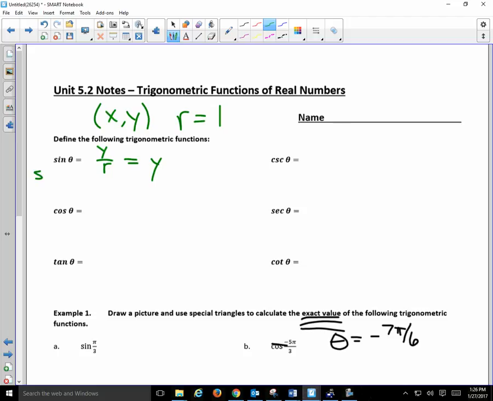Now it's spelled S-I-N-E. And cosine is C-O-S-I-N-E. Cosine is x over r, or just x. And tangent, T-A-N-G-E-N-T, of theta is y divided by x. What does y divided by x remind you of? Rise over run, slope. Tangent of an angle is the same as the slope of a line. Same thing. So you have these values.